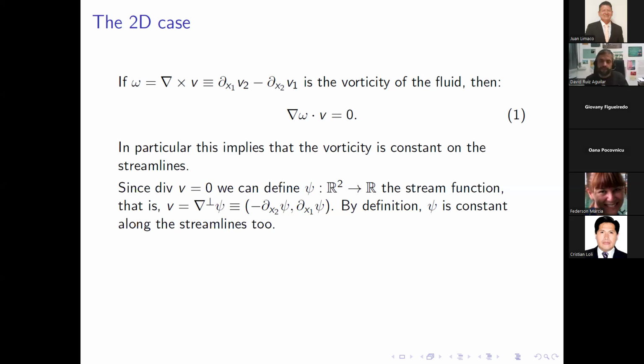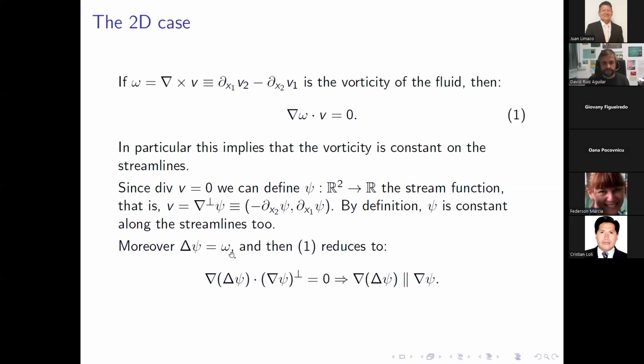So now we pass from vector PDEs to scalar PDEs, and it's written in this form. By definition, psi is also constant along the streamlines. So the vorticity and psi are constant on the streamlines, so their gradients point in the same direction. And moreover, if we take into account that V is the gradient perp of psi and the vorticity is the curl of V, then what we obtain is that the vorticity is the Laplacian of psi.